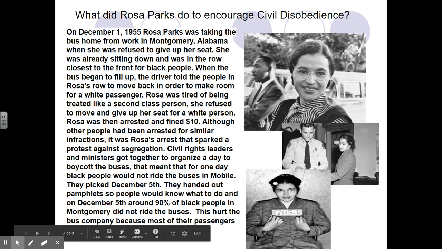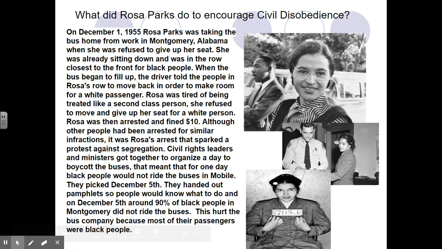What did Rosa Parks do to encourage civil disobedience? On December 1st, 1955, Rosa Parks was taking the bus home from work in Montgomery, Alabama, when she refused to give up her seat. She was already sitting down and was in the row closest to the front for black people. When the bus began to fill up, the driver told the people in Rosa's row to move back in order to make room for a white passenger. Rosa was tired of being treated like a second class citizen. She refused to move and give up her seat for a white person.